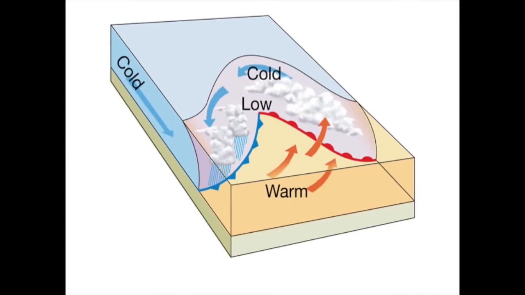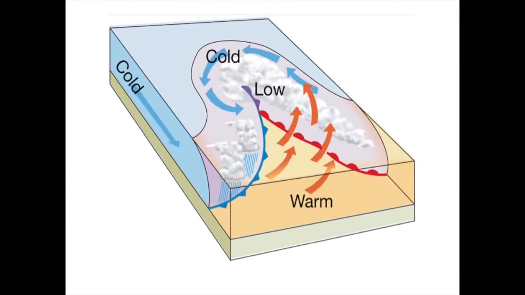It takes 12 to 24 hours to develop into the mature stage, in which the warm front moves northeast while the cold front moves southwest. The region between the fronts is called the warm sector. The low pressure lowers, or deepens. Widespread precipitation occurs at the warm front, and a narrow band of precipitation occurs at the cold front. The wind speed increases. The cyclone moves eastward or to the northeast.